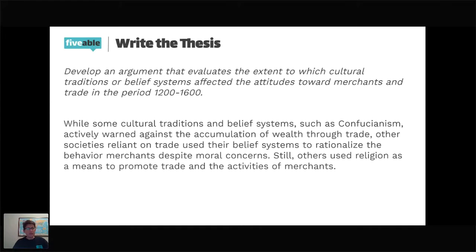Now, there are a few things here that could make this thesis better. For example, I started off by telling you that chronology and geography is something that you should include. I did not put this in here. I assumed that it would be found in the introduction and the contextualization, although you could very easily add, from 1200 to 1600, while some cultural traditions and belief systems across Afro-Eurasia, which is where all these documents are from, such as Confucianism, warned against it. And you could go on, but it might make it a little bit more wordy than I've already created here.